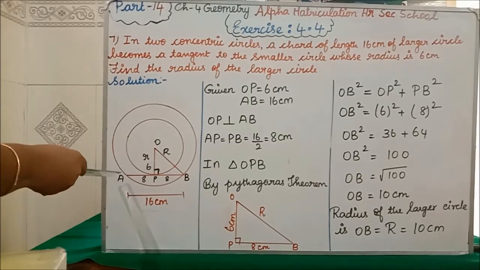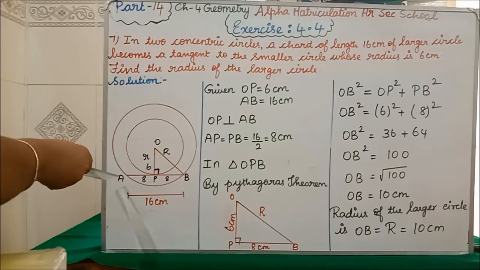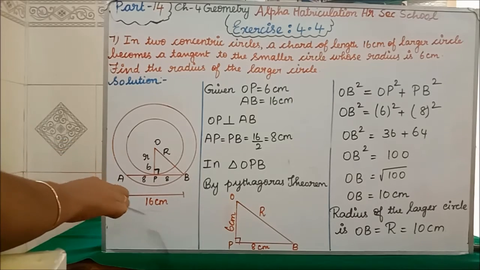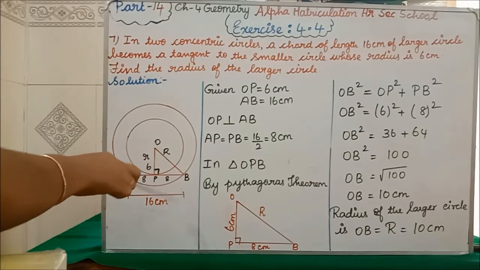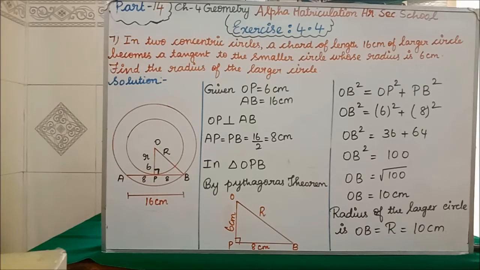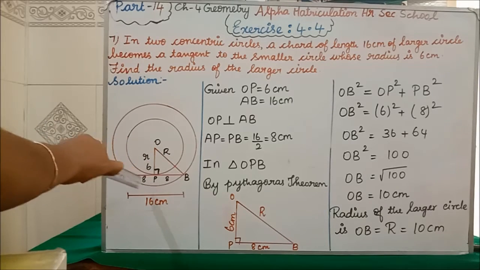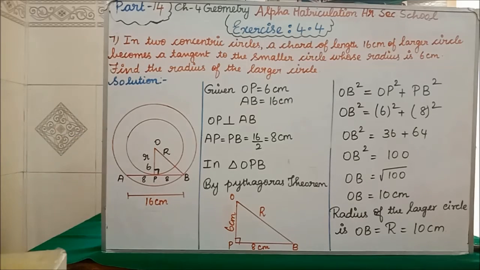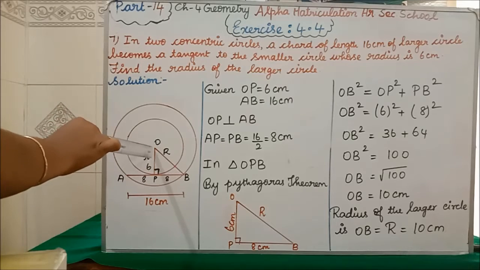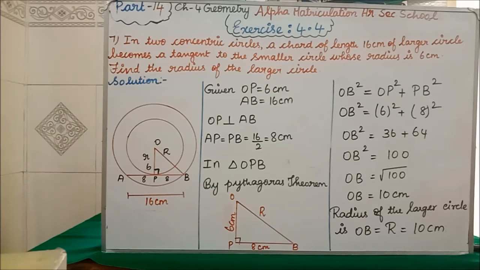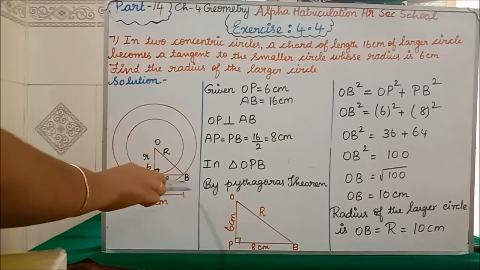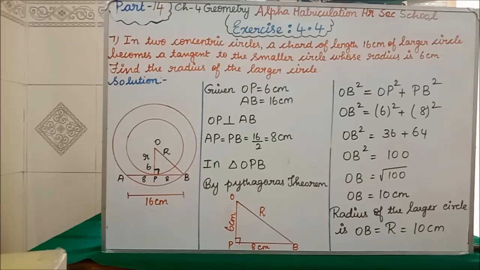They are saying in two concentric circles, a chord of length 16 centimeter of the larger circle. See, chord means this is the chord. I have drawn AB as the chord, A to B is the chord. That length I have written down, 16 centimeter, the chord length they have given. It becomes a tangent to the smaller circle. See, this chord AB is touching the smaller circle at one point, P, isn't it? That P is the tangent to the smaller circle. The smaller circle radius is 6 centimeter. Find the radius of the largest circle, which is capital R we have to find.